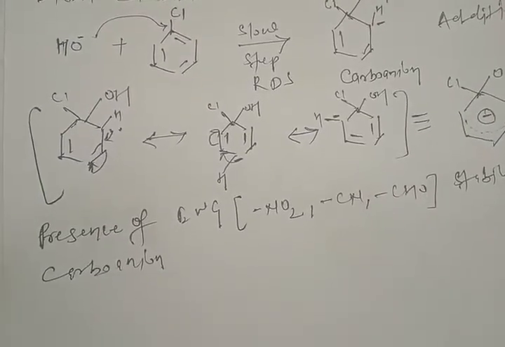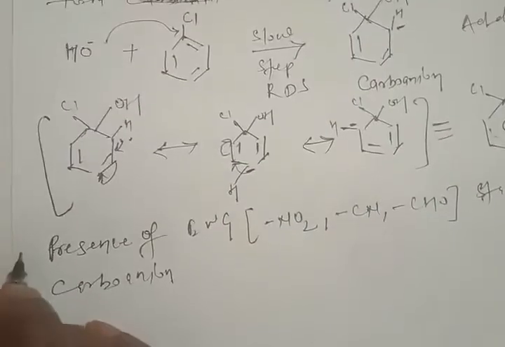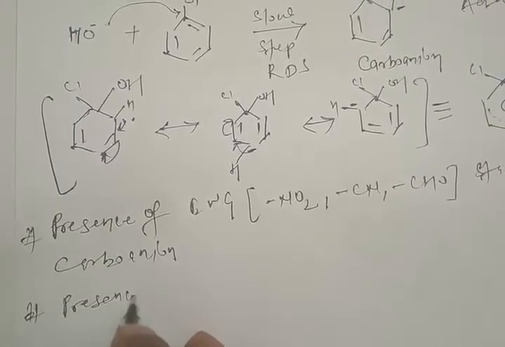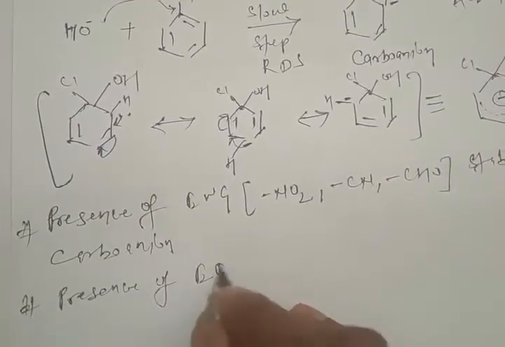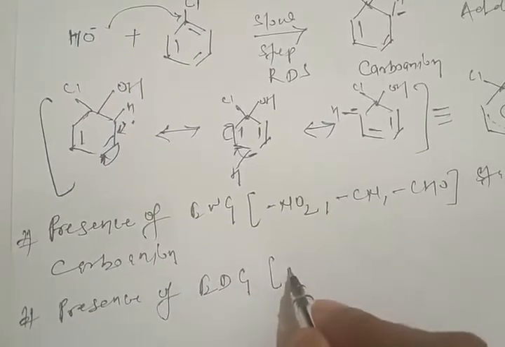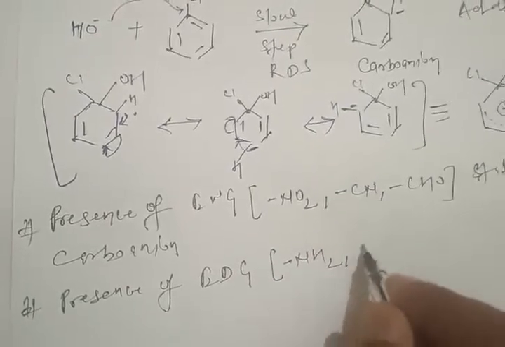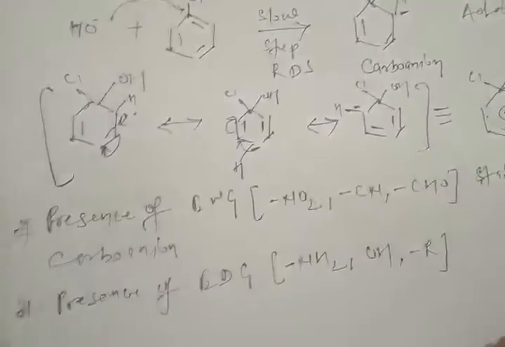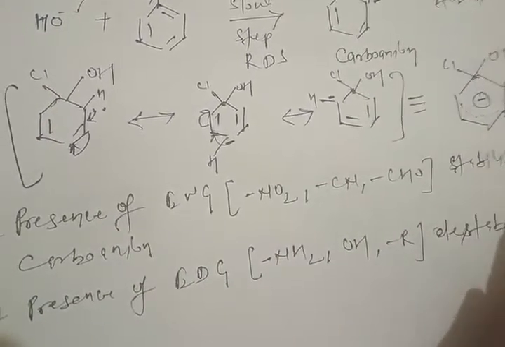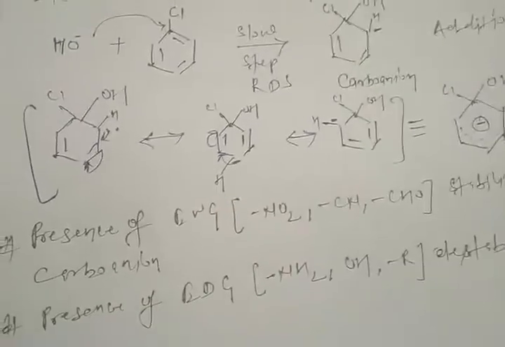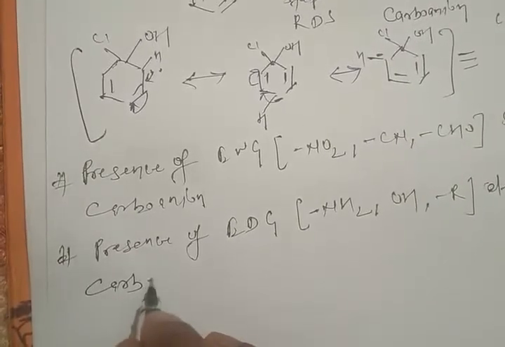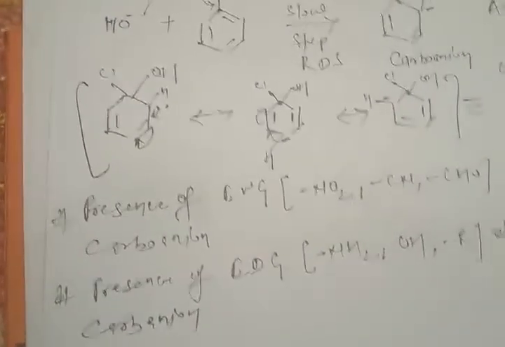On the other hand, the presence of an electron donating group, EDG, which donates electrons, like NH2, OH and R, will destabilize the carbanion. So we need to enhance the reactivity, so we need an electron withdrawing group.